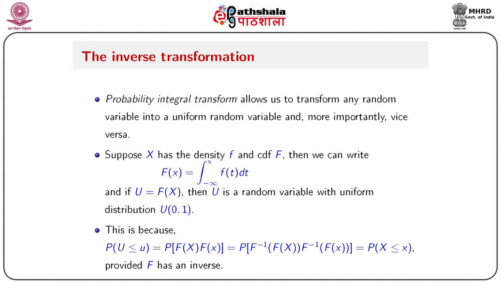This is because, suppose I write the expression probability of capital U less than or equal to small u. Then you can replace u by capital F_X of small x, and then take the inverse: probability of F inverse F_X of small x less than or equal to F inverse F_X of small x. That gives you probability of X less than or equal to x, provided F has an inverse. So we assume that F inverse exists. Unless we assume this, we cannot write this.